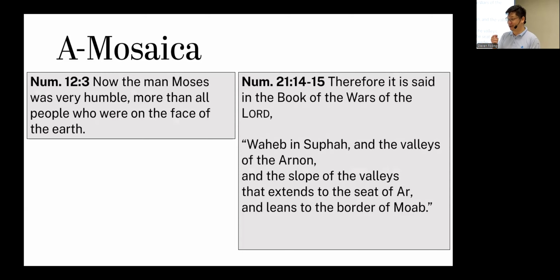Okay, he's quoting from a source. Is that in your Bible? You're looking as though it's not. So, is it the Book of the Wars of Yahweh? Is that what you have? Okay.